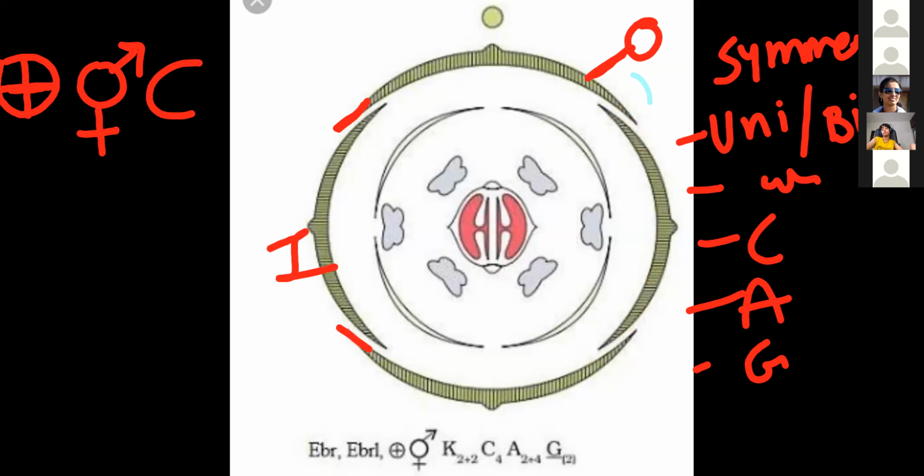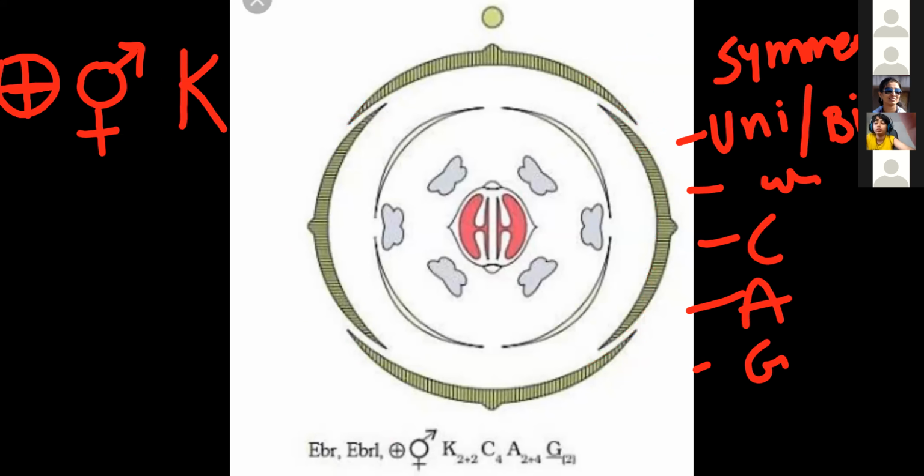Total 4 sepals are there. But we have to write in which way? Sorry, my mistake. Not C, K. Right? K is for calyx, not C, remember. 2 plus 2. We write in this way. 4 sepals, but 2 plus 2. 2 plus 2 indicates what? 2 outer, 2 inner. Right? Now next.